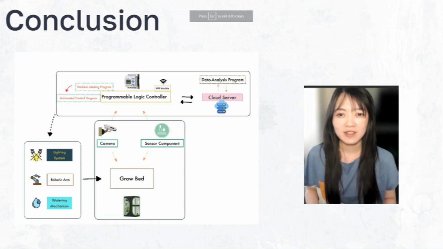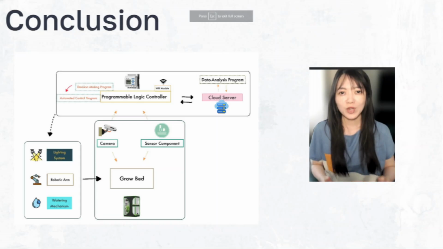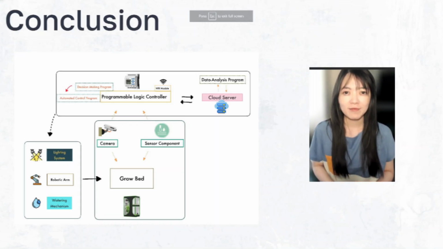Linking sensors, PLC, and the cloud enables real-time data analysis for optimal plant care. Automate watering, lighting, and harvesting with a robotic arm for healthier plants. Embrace technology for a greener future. Follow the steps for success.